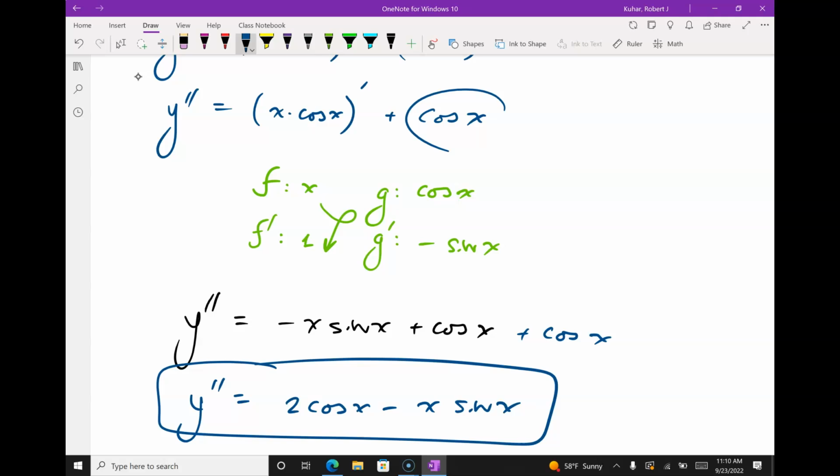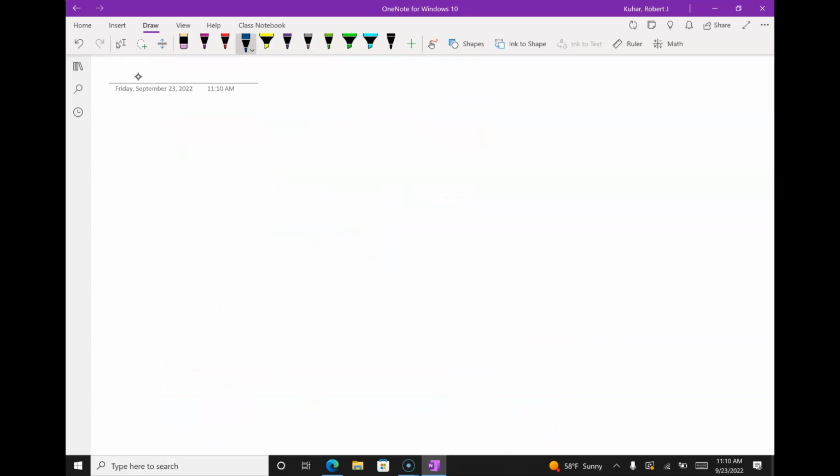Let me do one more product rule and then I'll do yours, okay? So let's do a tangent line. Let's say f of x is equal to x squared e to the x. And let's find a tangent line at 1.